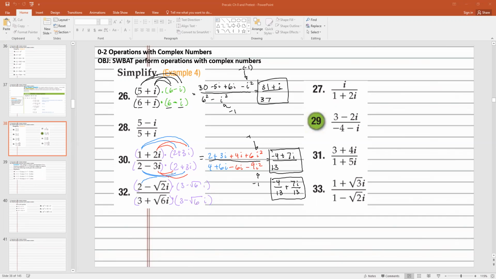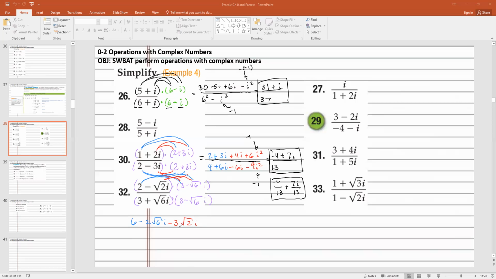So here we go. 2 times 3, 2 times negative square root of 6. So you have 2. No, 2 times 3 is 6. Hey, there you go. 6, and then 2 times negative square root of 6i is 2 square root of 6i. And then negative square root of 2i times negative square root of 6i. They're just making it difficult, just for fun. Okay, negative 3 square root of 2i.